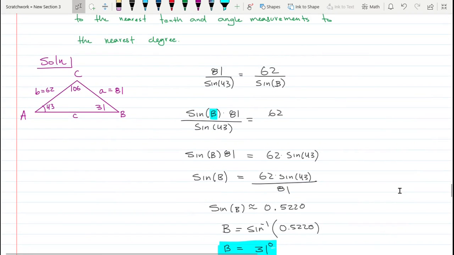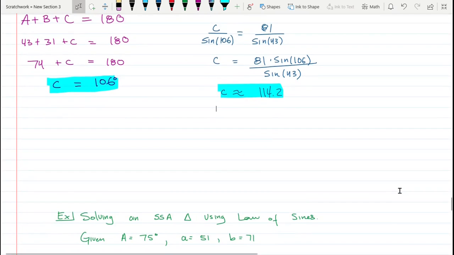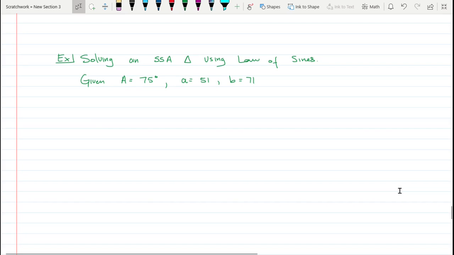So hopefully that makes sense. The next example, we're doing the same thing. We're solving a side-side-angle triangle using the law of sines, given the information that angle A is 75 degrees, side A is 51, and side B is 71.